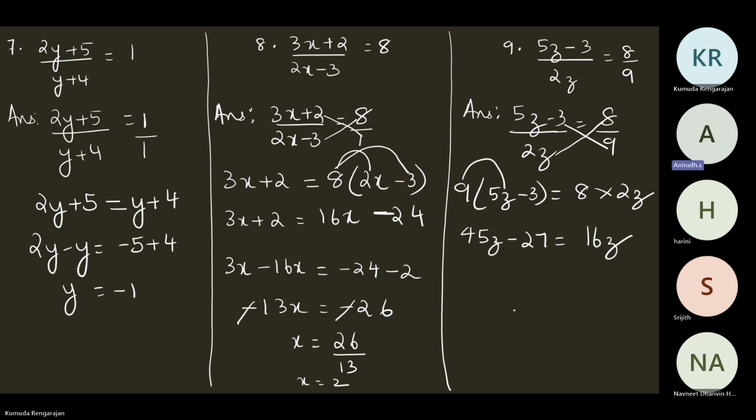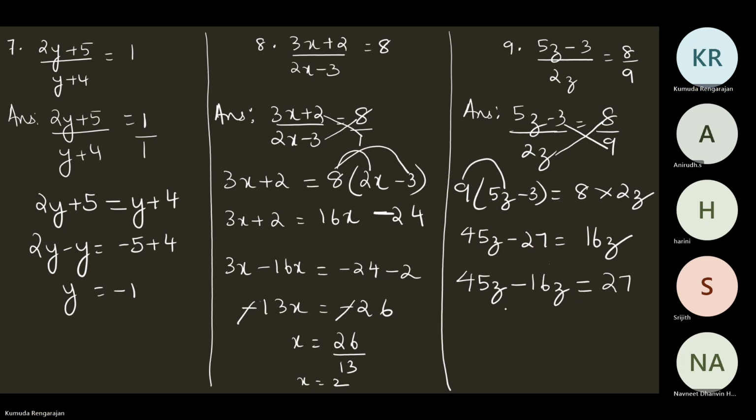Then we should bring 45z to the other side. We get 60. Bring 16z to the left hand side. We'll have the variable terms on the left hand side. 45z minus 16z is equal to, take the number to the other side, 27. Minus 27 will become plus 27, because 27 is on the left hand side. So on the right hand side, it will become plus 27.